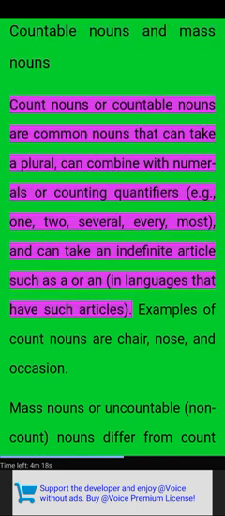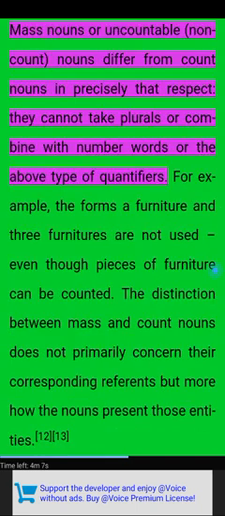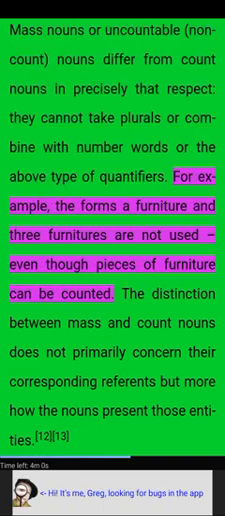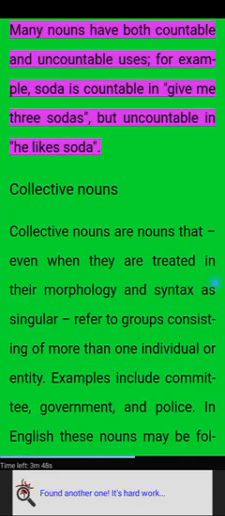Countable nouns and mass nouns. Count nouns or countable nouns are common nouns that can take a plural, can combine with numerals or counting quantifiers, e.g., one, two, several, every, most, and can take an indefinite article such as a or an in languages that have such articles. Examples of count nouns are chair, nose, and occasion. Mass nouns are uncountable. Non-count nouns differ from count nouns in precisely that respect. They cannot take plurals or combine with number words or the above type of quantifiers. For example, the forms of furniture and three furnitures are not used, even though pieces of furniture can be counted. The distinction between mass and count nouns does not primarily concern their corresponding reference but more how the nouns present those entities. Many nouns have both countable and uncountable uses.